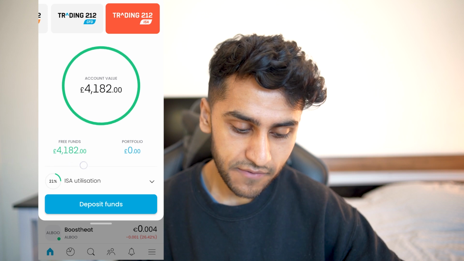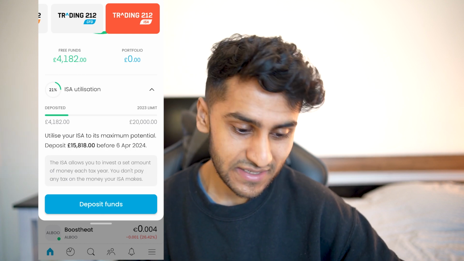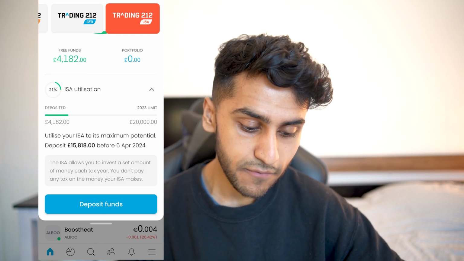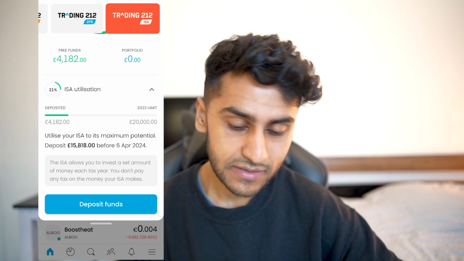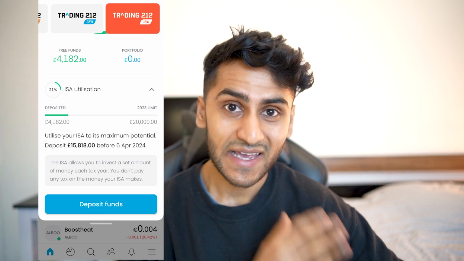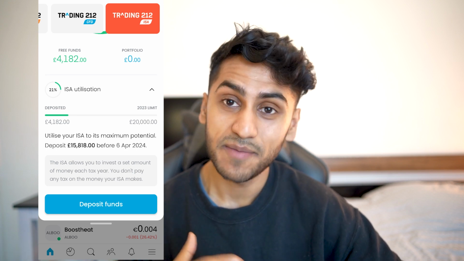So all I have to do is press start investing, and as you can see, my free funds is 4,182, and already within the first few hours of the tax year I have 21% ISA utilization. So because I deposited £4,182, I am around 21% of my limit, the £20,000 limit per tax year between 2023 and 2024. However, within the next week I'm going to completely max out my ISA, so stay tuned for portfolio updates of me maxing my ISA.